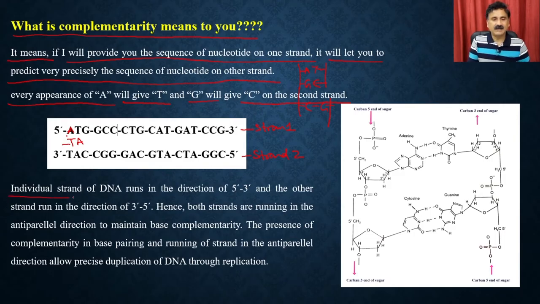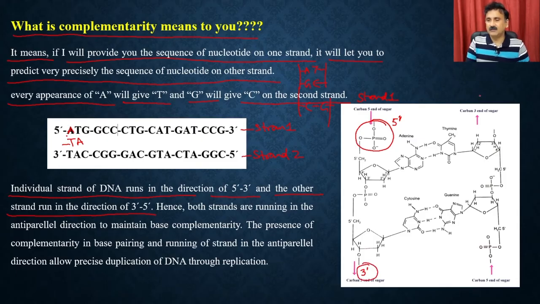The individual strands of the DNA run in the direction of 5 prime to 3 prime, and the other strand runs in the direction of 3 prime to 5 prime, which means if this is strand 1, it is going to start with the 5 prime phosphate group. Then the first base is going to use its 3 prime hydroxyl group to make bonds with the subsequent bases. That's how the last nucleotide ends up at the 3 prime hydroxyl group, right?